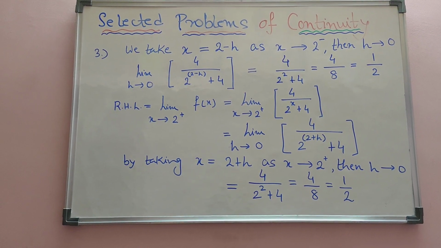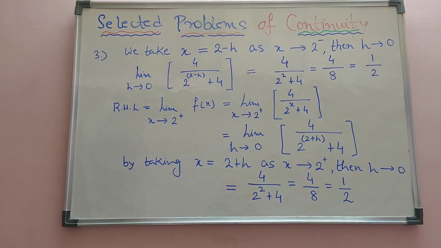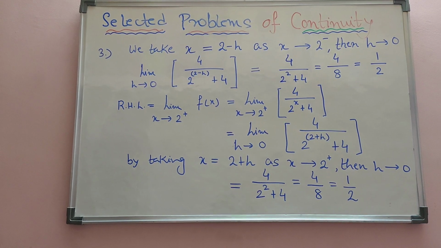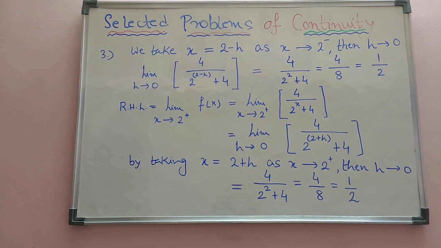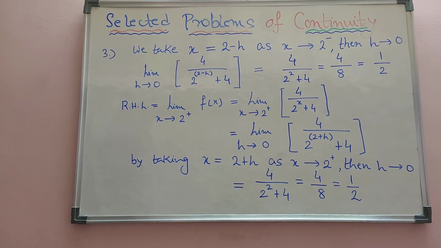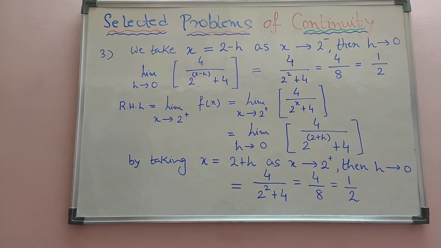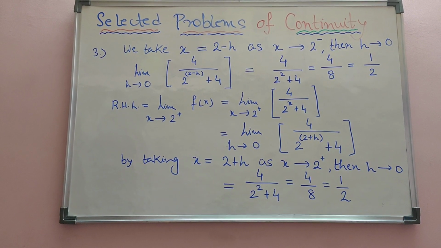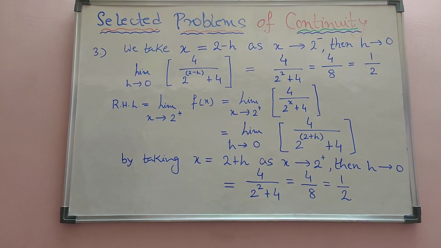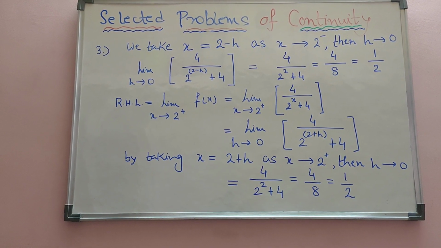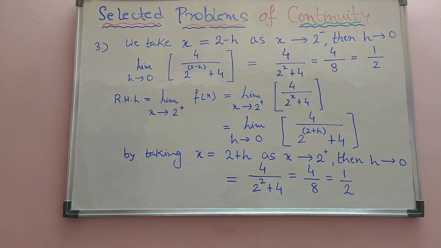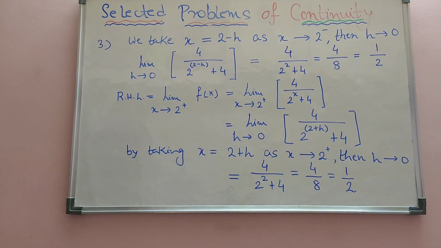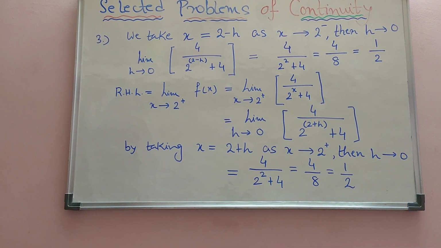Now we will find the right hand limit. As you know, in the right hand limit we write limit x tends to 2 and a plus sign above the 2, because we are taking the value slightly more than 2, on the right side. So limit x tends to 2 plus, I put the value of f of x, the same value, 4 upon 2 raised to the power x plus 4. Here, similarly, as we took x equal to 2 minus h in the earlier case, here x becomes 2 plus h. As x tends to 2 plus, then h tends to 0.